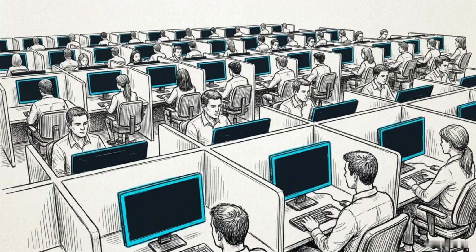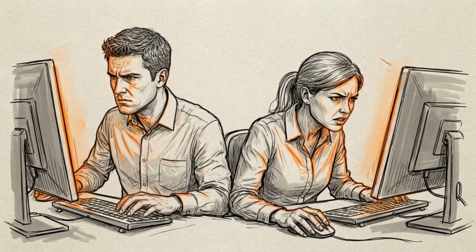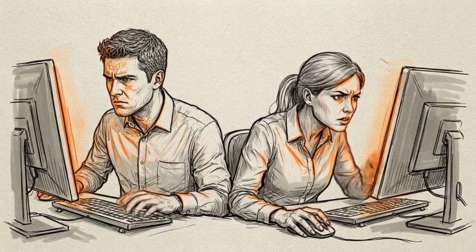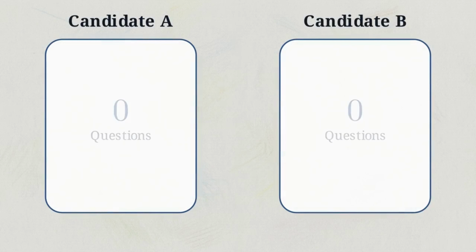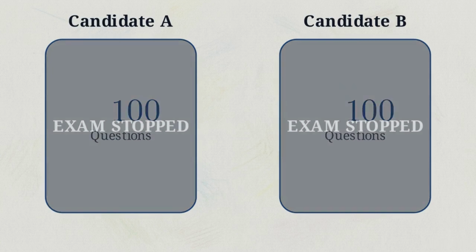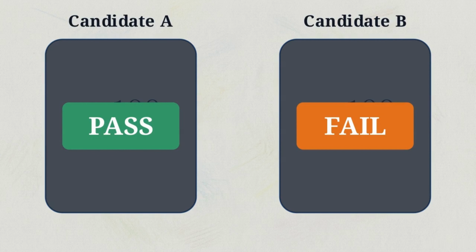Walk into any testing center, and you will see dozens of candidates taking exams side by side. The physical reality of the room is identical for everyone, but the digital reality of what is happening on their screens is entirely different. Here is the operational paradox of the CISSP exam. Two candidates can sit down at the exact same time, answer exactly 100 questions, and experience an immediate exam shutdown. Yet one candidate receives a passing grade, while the other fails.